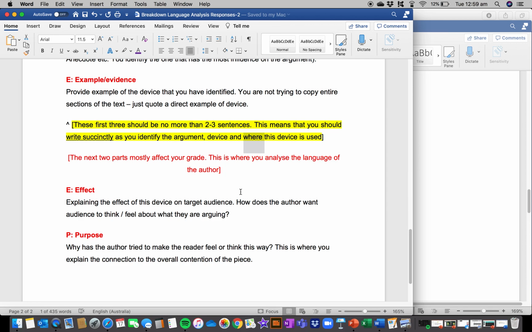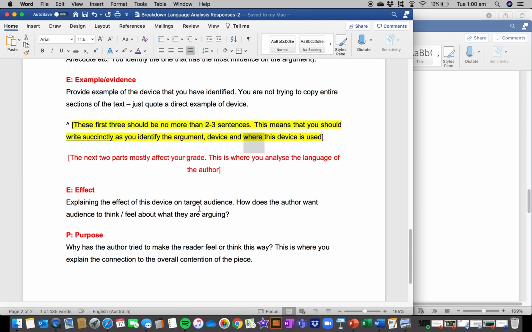And finally, P, the purpose. Why has the author tried to make the reader think or feel this way? Okay, this is when you bring it back to connecting the argument with the contention. So they're not just doing it for the sake of, okay, I want you to believe my argument. Really, what they're trying to do is point you back to the main contention, okay? And we know that in the R word article, what we agreed upon is that the main contention is that the R word should not be used as an insult. So how does the argument point you back to that contention?